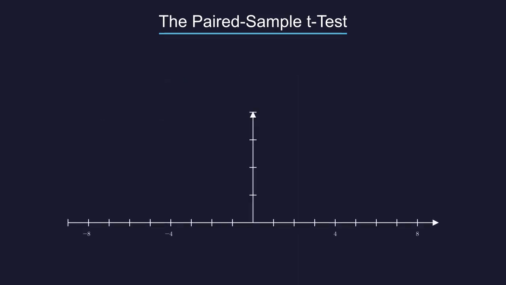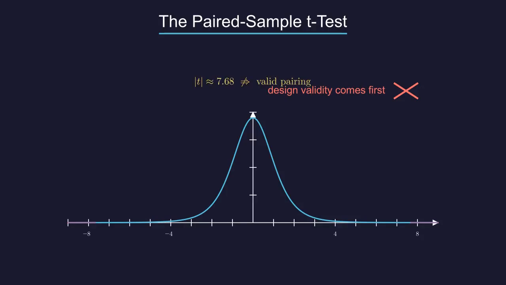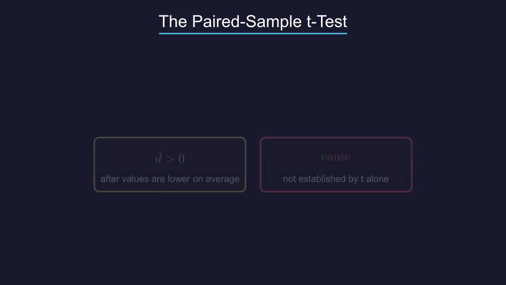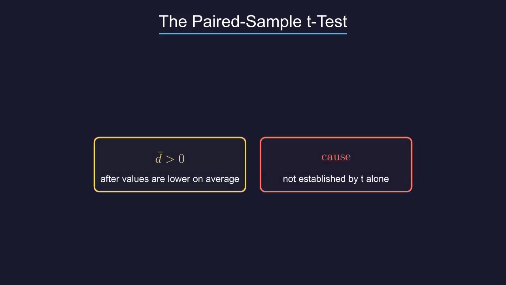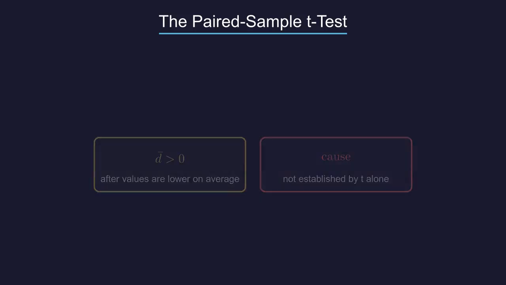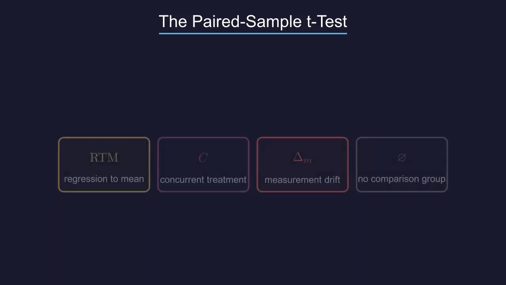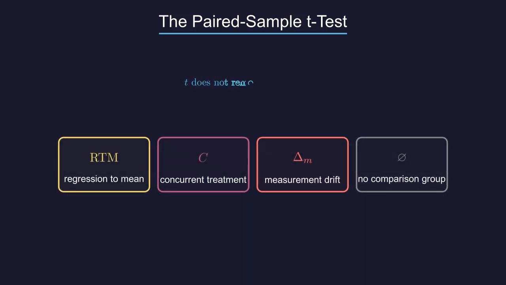A numerically strong t-result cannot correct swapped rows or systematic time effects. The test addresses whether the population's average before minus after change differs from 0 under this paired design. Evidence of a positive difference would be consistent with lower after values, but causality still depends on controls for regression to the mean, concurrent treatment, measurement drift, and the absence of a comparison group.